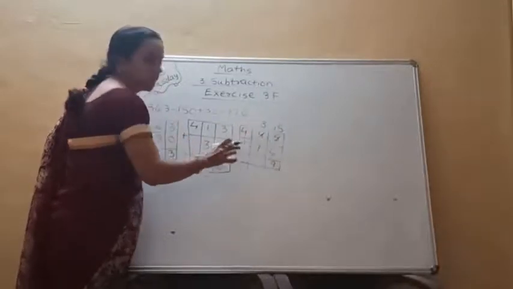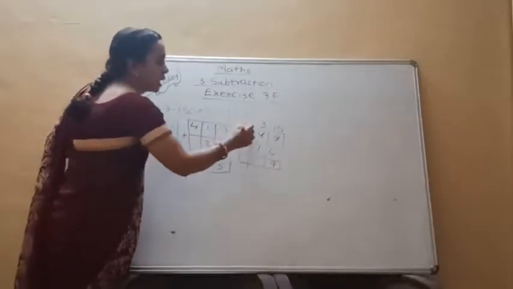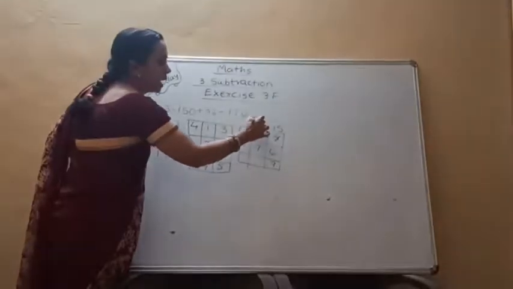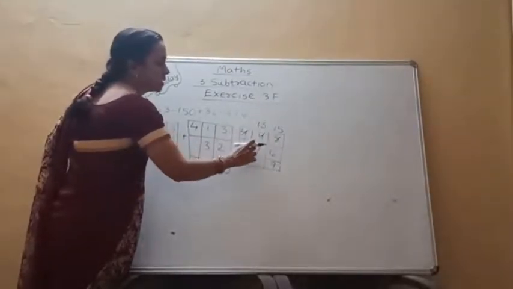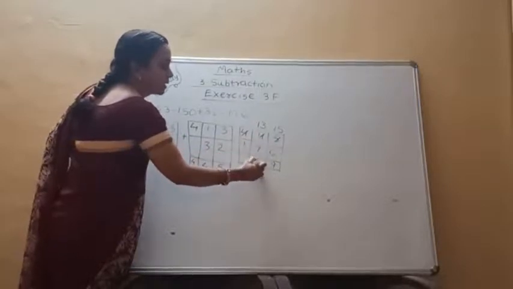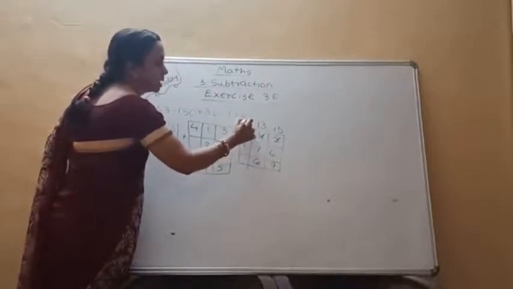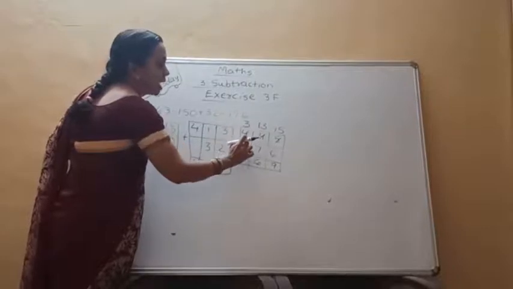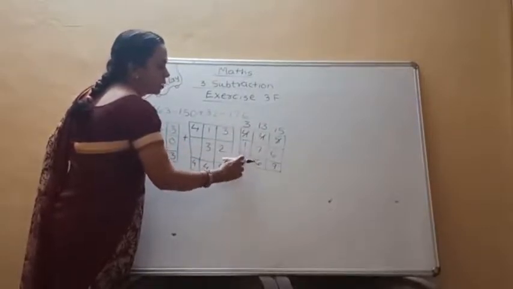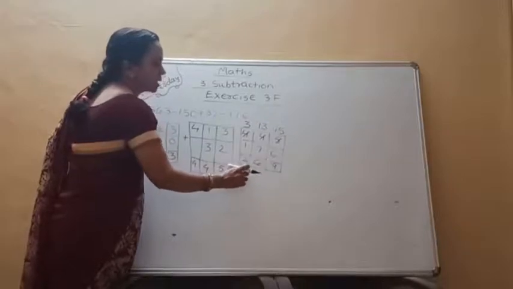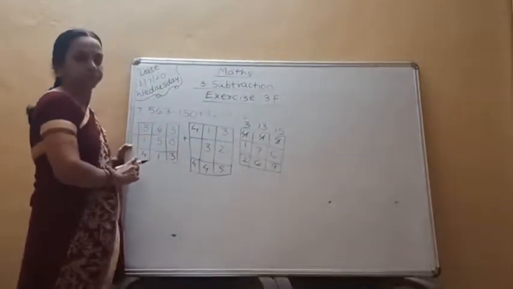3 minus 7. Not possible. So take 1 from this 4 and write down here 13. 13 minus 7, 6. 4 minus 1, 3. 3 minus 1, 2. So 269 is our final answer.